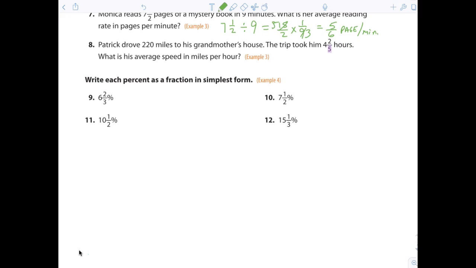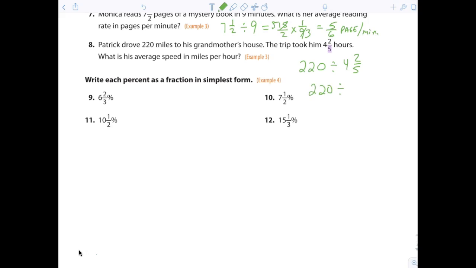It says Patrick drove 220 miles to his grandmother's house. The trip took him 4 2/5 of an hour. What is his average speed? So, how far did he go? And then I would have to do what? Divide. That's right. So you would write 220 divided by what? 4 2/5. So now let's knock this out. So 220 divided by what?